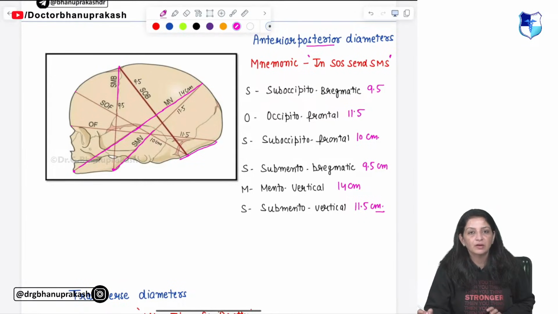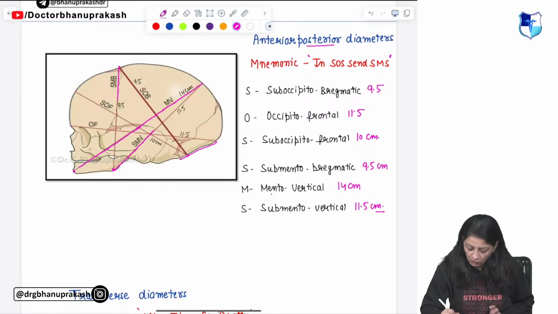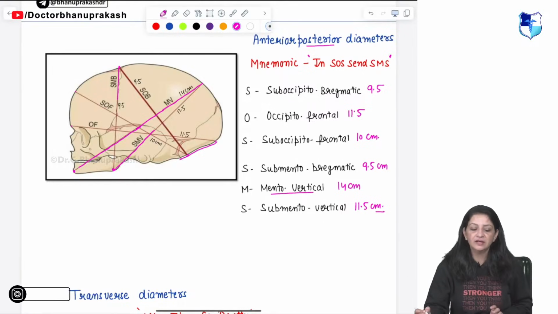Just remember the mnemonic: in SOS, send SMS. The longest diameter is mentovertical, 14 centimeters.